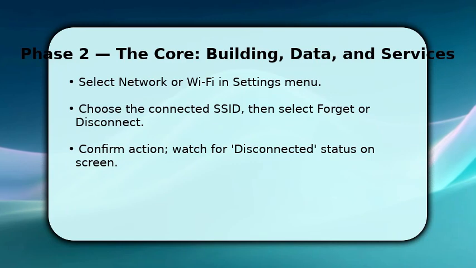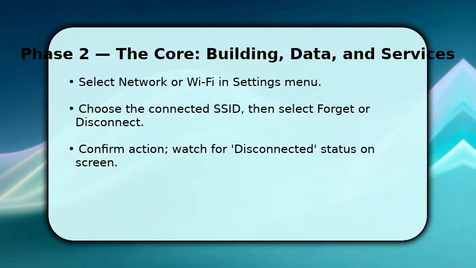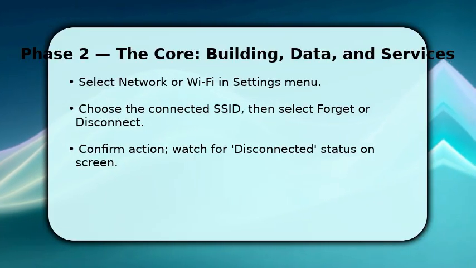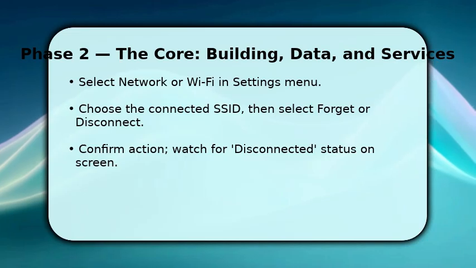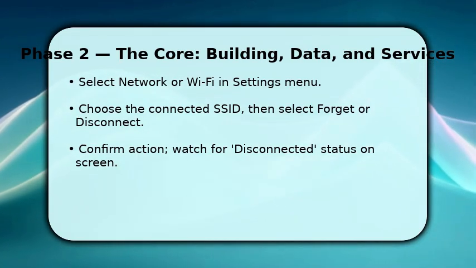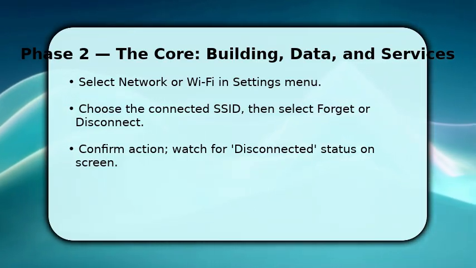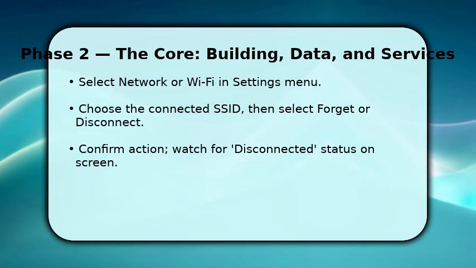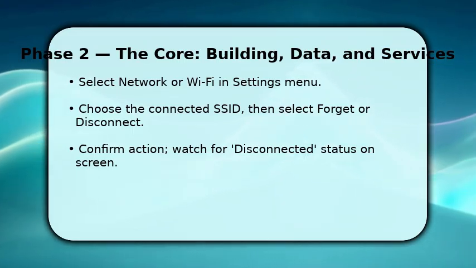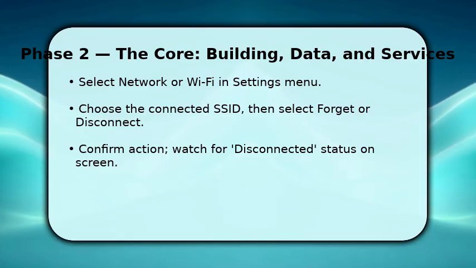Now, choose Network or Wi-Fi in Settings and select the currently connected SSID. Press the option that says Forget, Disconnect, or Remove. Different software uses different words, but the effect is the same. Confirm the choice when prompted. This deletes the saved credentials so the TV won't auto-join that router. Make sure the status updates to disconnected on the screen, and then back out of the menus to stop any background reconnection attempts before proceeding to final checks.